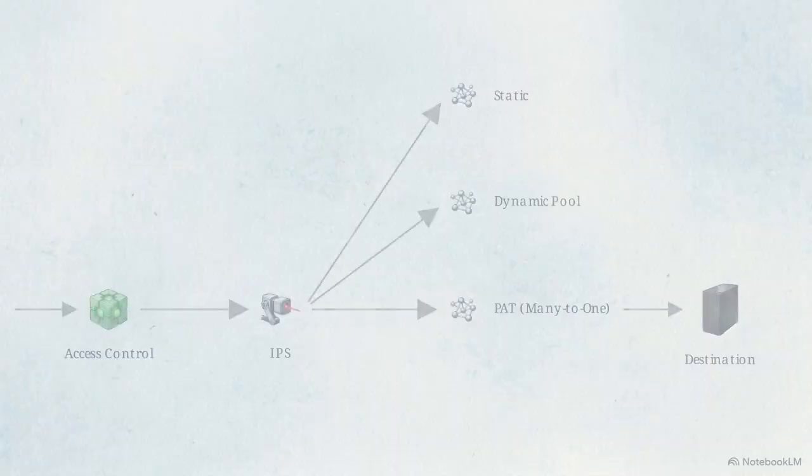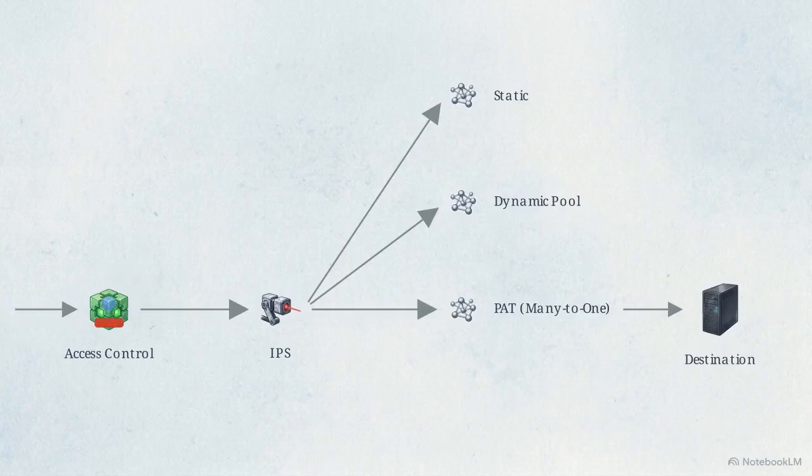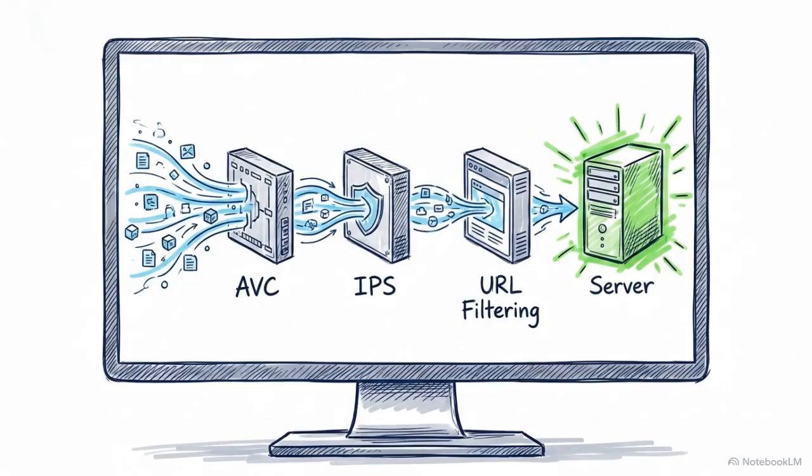This sequential flowchart shows how these tools coordinate. Traffic enters the access control policy, moves through IPS inspection, proceeds to NAT, and is forwarded. During NAT, private IP addresses become public. You choose static, dynamic pools, or many-to-one PAT based on conservation needs. Coordinating AVC, IPS, and URL filtering within this single flow is what defines FTD's enterprise-grade capabilities.